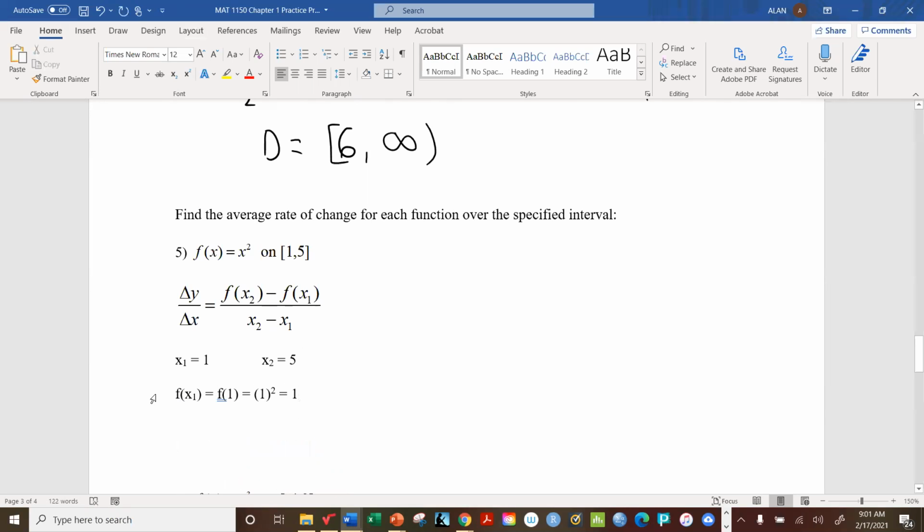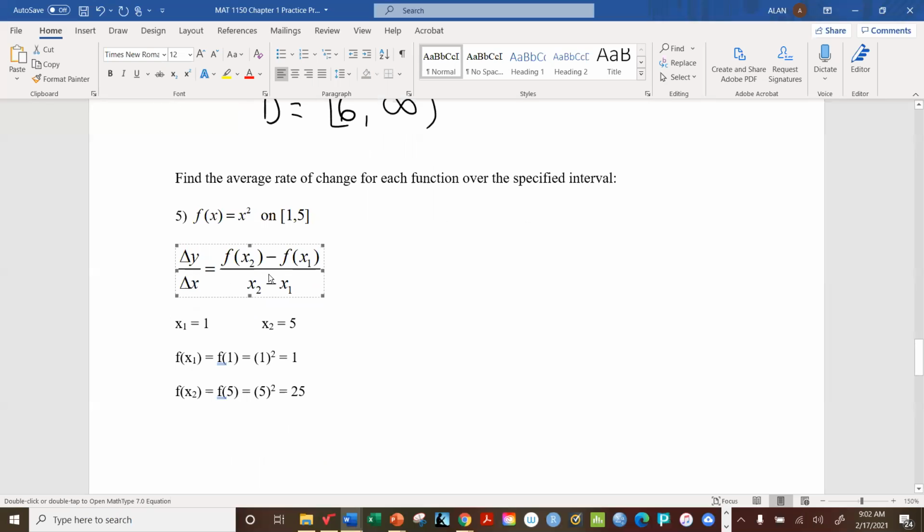f of x2 is f of 5, which would then be simply 5 squared, which is 25. And now we have all 4 numbers, and we can go ahead and plug them into this equation.